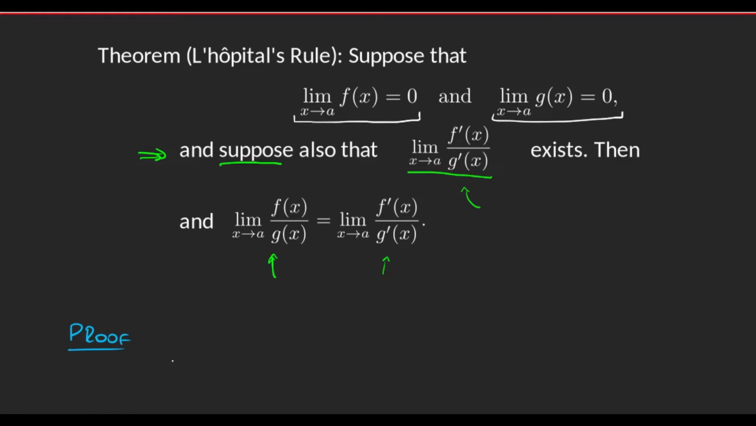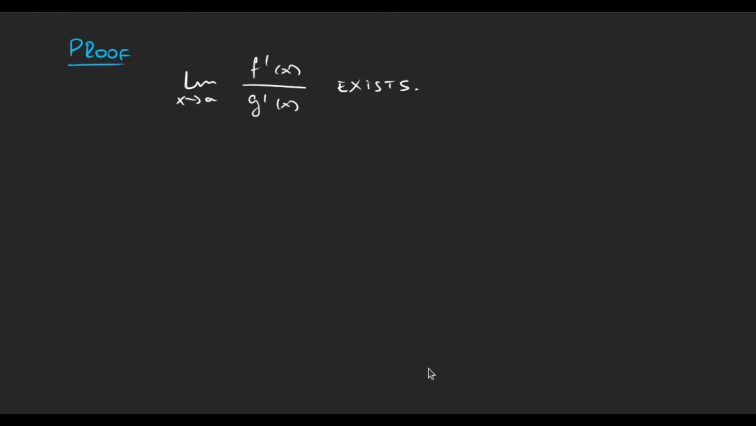So we're going to start by saying, suppose that the limit when x tends to a of f prime in x divided by g prime in x exists. Because this limit exists, we can say two things. First, that there exists some positive number delta, such that f prime and g prime exist for all x in the interval a minus delta, a plus delta.